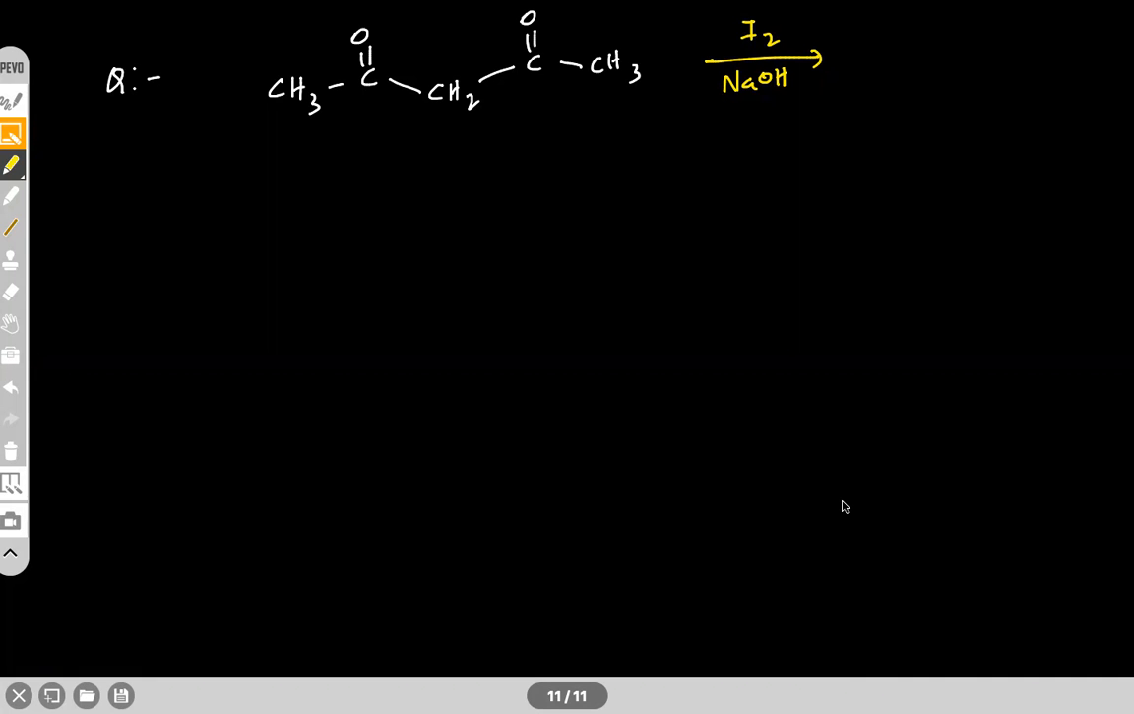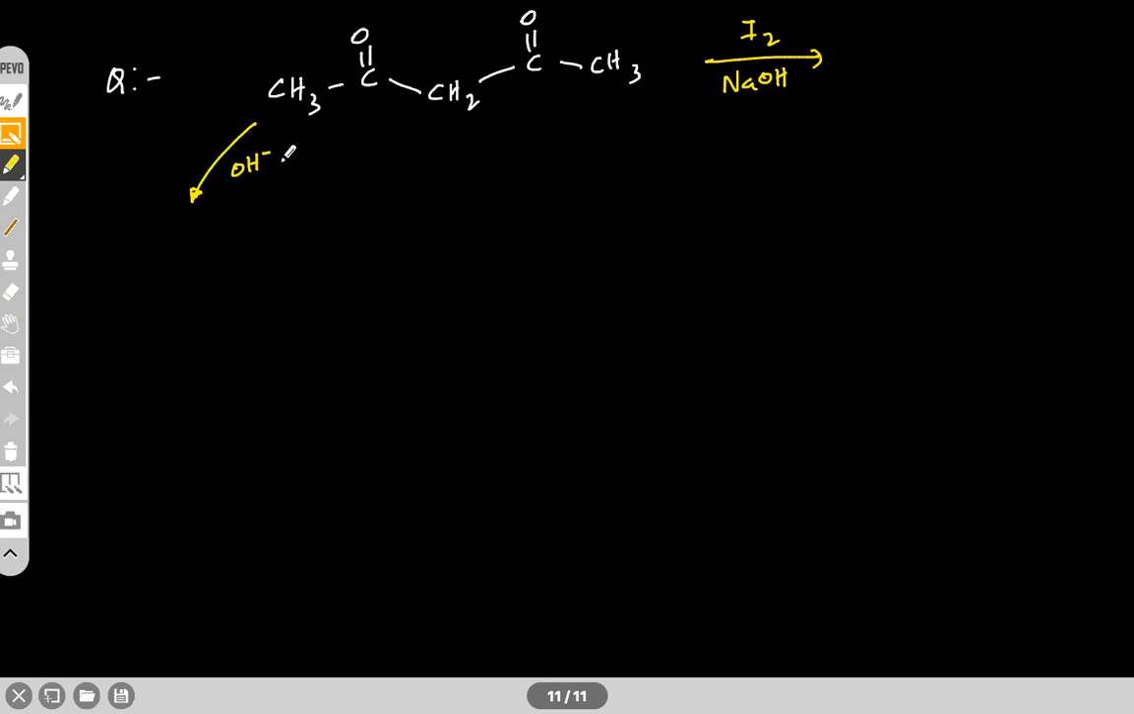Okay, you see what happens here. First of all, you tell me, first reaction is what? The attack of OH minus takes an acidic hydrogen. So which hydrogen will OH minus take? From where does this OH minus take H plus, because we have three different positions? So it'll take it from the middle CH2. Why middle CH2? That's right, but why middle CH2?